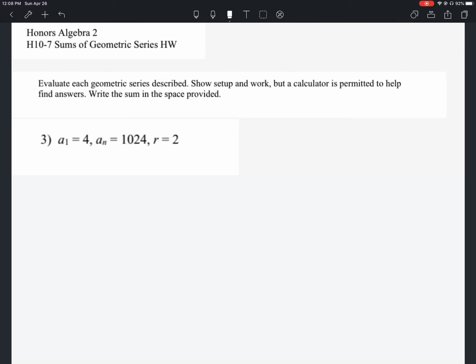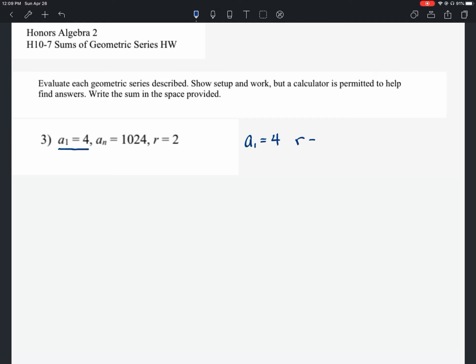Okay, this is problem number 3 from the H10-7 homework. Again, it's describing a geometric series and asking us to find the sum. In this case, it's not giving us the terms of the series, it's giving us some different information. We still need to make sure, though, that we are coming up with our first term, which in this case, it does give us: it's 4.